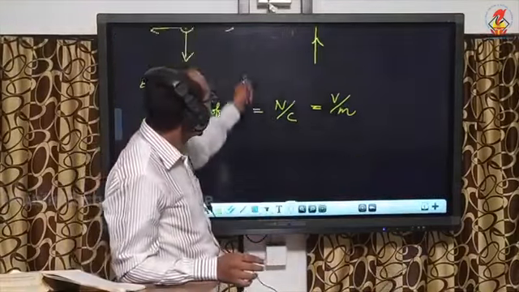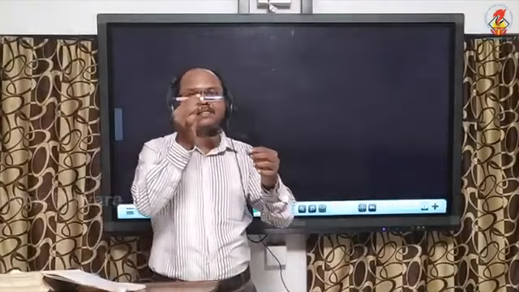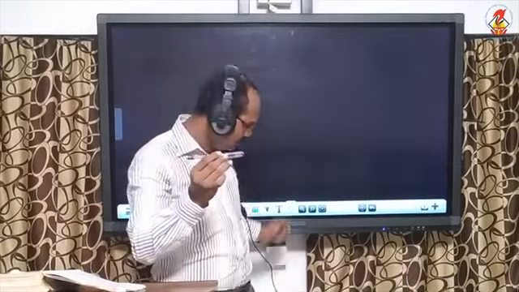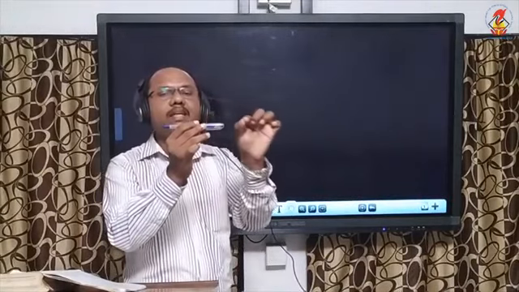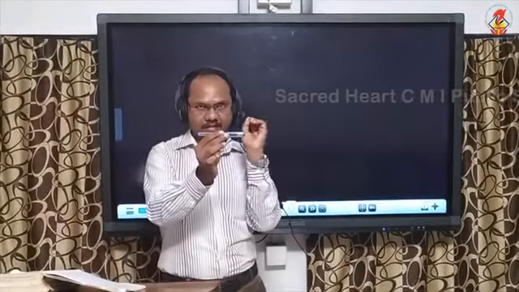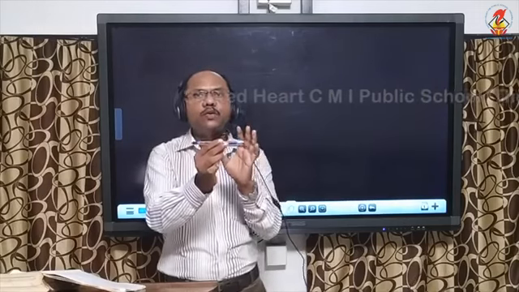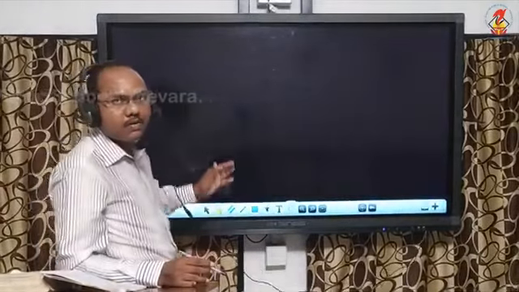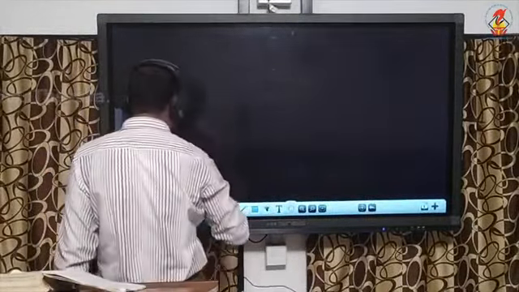Now, if I am taking a conductor like this, a thin conductor, and charge this conductor, you can see that the charge will be uniformly distributed along the entire length of the conductor. If I take a thin conductor and charge it, the charge will be uniformly distributed along the length of the conductor. So, we are going to discuss now uniform charge distribution.